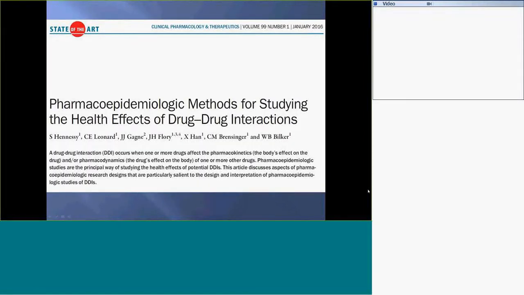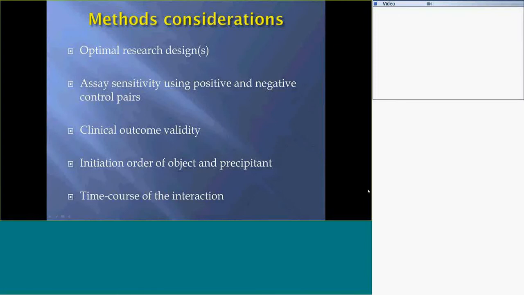So I'm going to talk about some pharmacoepidemiologic methods for thinking about studying drug-drug interactions. A lot of these points are well represented in a paper that my colleagues and I wrote that came out in CPT in 2016. So for those on the call that are interested in a more in-depth look at any one of these particular areas, I'd invite you to take a look at this paper. So here are some methods considerations for pharmacoepi studies of DDIs that I'll be going through over the next 15 or 20 minutes or so in this section.